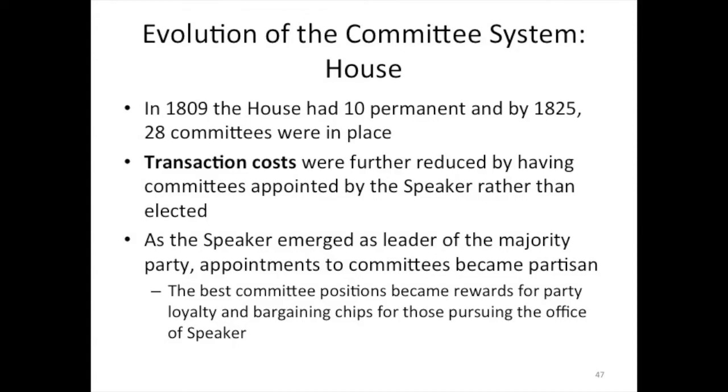Later, as the Speaker emerged as leader of the majority party, appointments to committees became very partisan-based. Now here we see the intermingling of these two crucial structures of parties and committees. And once again, parties and committees intertwining here. The best committee positions became rewards for party loyalty. So this created another resource for speakers to use as an incentive to keep their parties in line. So best committee positions became rewards for party loyalty and even bargaining chips for those pursuing the office of the Speaker.